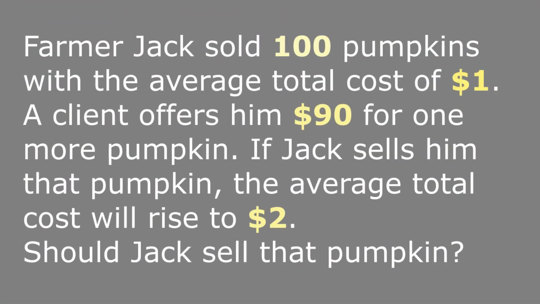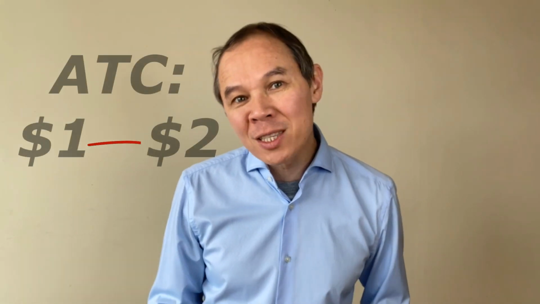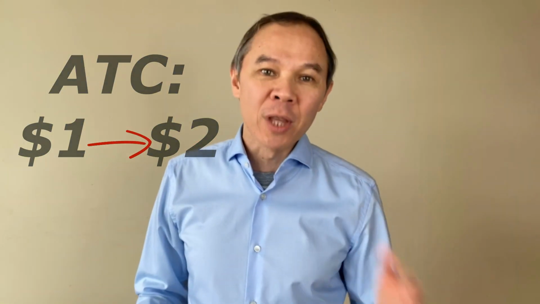Finally, a difficult problem. Farmer Jack sold 100 pumpkins with the average total cost of $1. A client offers him $90 for one more pumpkin. If Jack sells him that pumpkin, the average total cost will rise to $2. Should Jack sell that pumpkin? If that farmer were you, would you sell that pumpkin? If you do, you will earn $90 and your average total cost will go from $1 to $2. Sounds like a good idea, right?